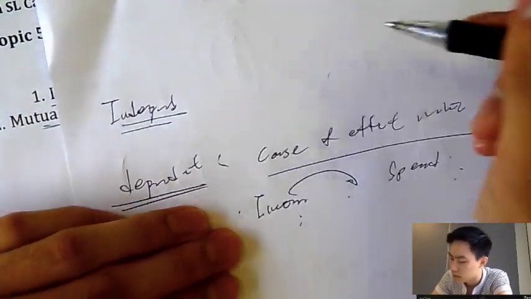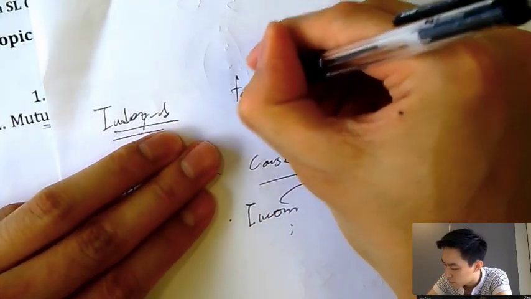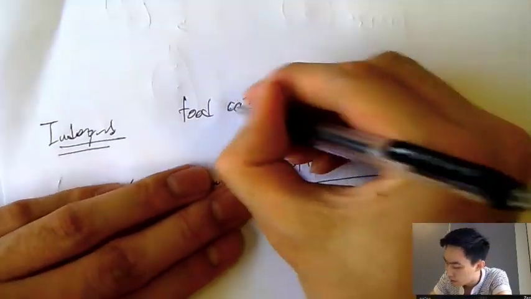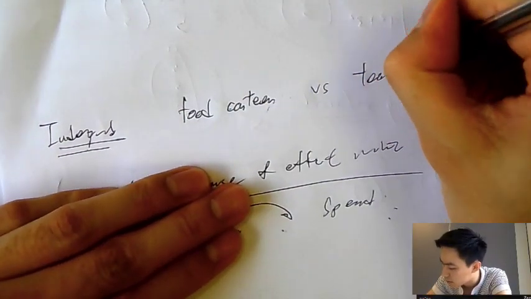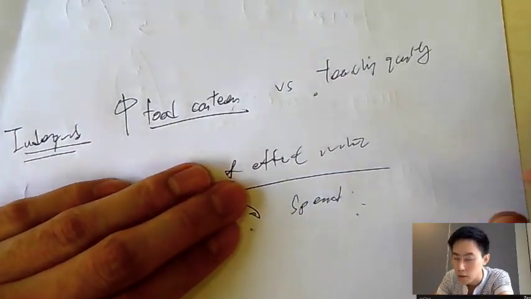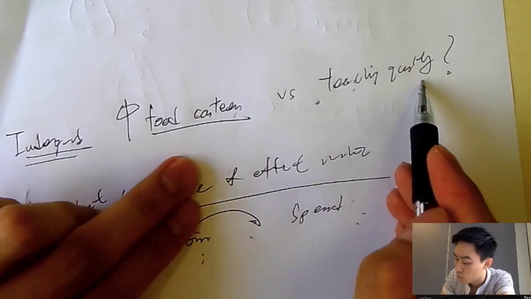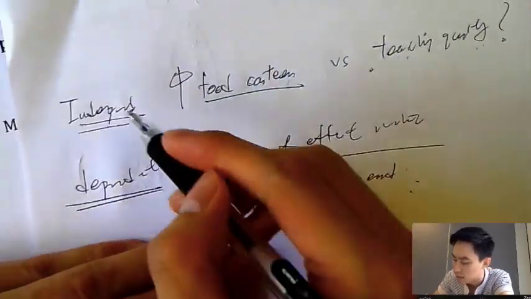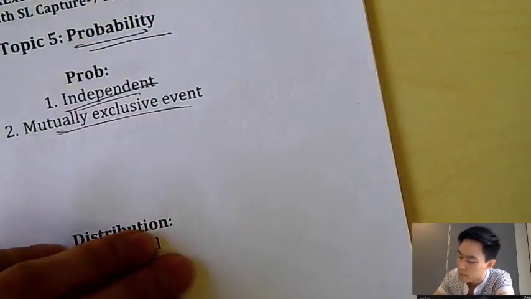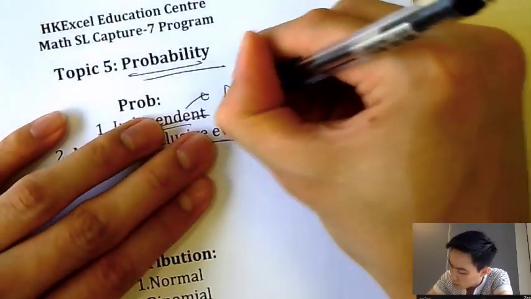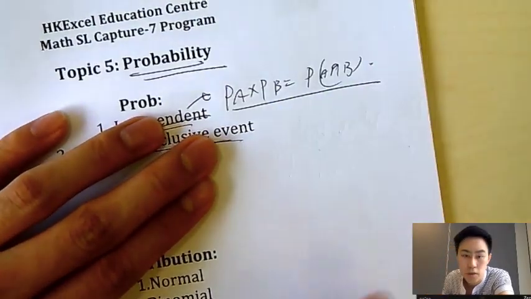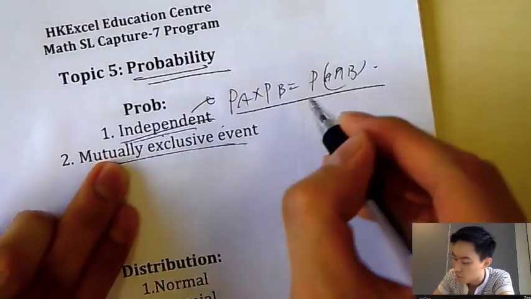For independent events, you can think of the food in your school canteen versus the teaching quality at school. Obviously an improvement in the food won't lead to an improvement in the teaching quality, right? So there's no cause and effect, and this is what we call independent events. Dependent events: income and spending. But in math, for independent events, always think of P(A) times P(B) equals P(A and B). This is the key thing you need to know about independent events, very, very important.